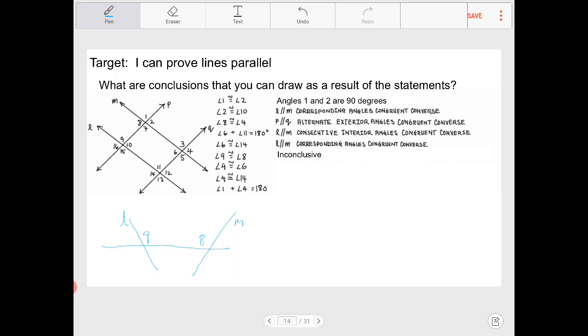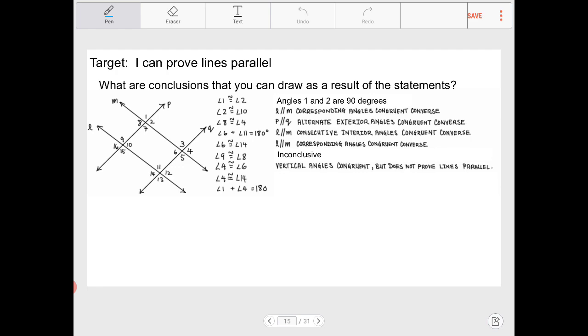So again, it's inconclusive. All right, what about angle 4 congruent to angle 6? Angle 4 congruent to angle 6. Well, those are vertical angles. So because of their vertical angles, nothing can be said about the other lines being parallel to one another. So again, no concluding statements can be made as a result of this.